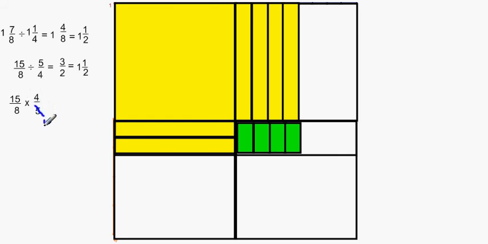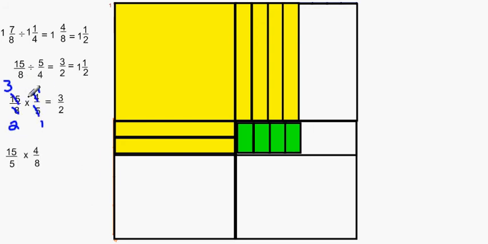5 goes in there once. 5 goes in there 3 times. 4 goes in there once. 4 goes in there twice. And now I have 3 times 1 is 3, and 2 times 1 is 2. And again, I want to show where those numbers and where those cancelings come from.